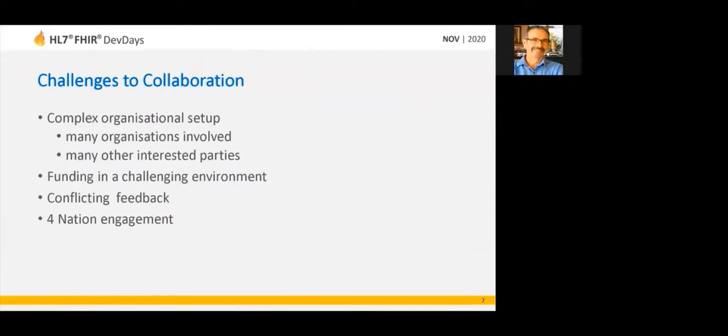Challenges. Collaboration-wise, there's quite a few challenges. Within the UK, there's a complex organisational setup. Many organisations involve many other interested parties. Funding is also a challenge at the moment, more so this year than in previous years.